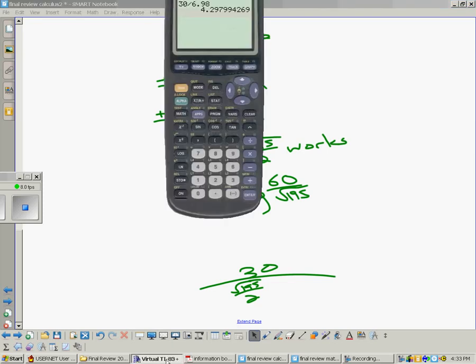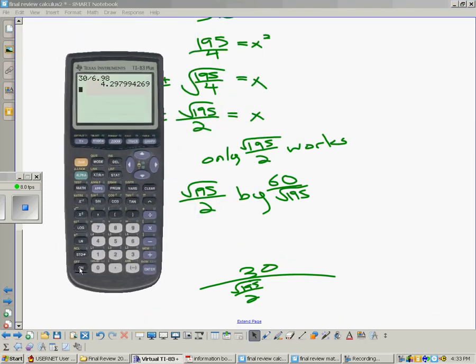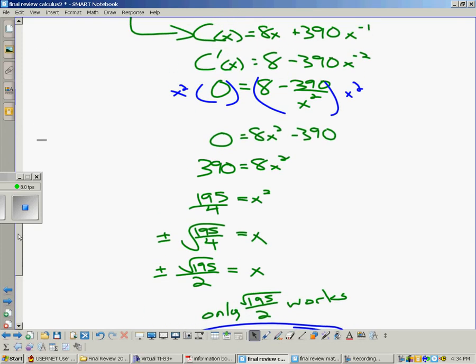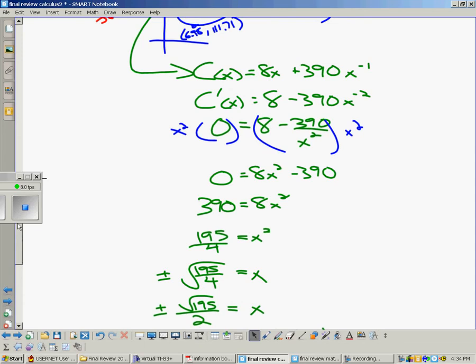I wonder how they compare to our other solutions. The square root of 195 divided by 2. Oh, beautiful. It's 6.98. And then our other one, I hope this works. And I haven't done anything silly. 4.29. Okay, so these are exact solutions that we found analytically. Perfect. The ones we found with our GDC were good enough, and they took us less time.